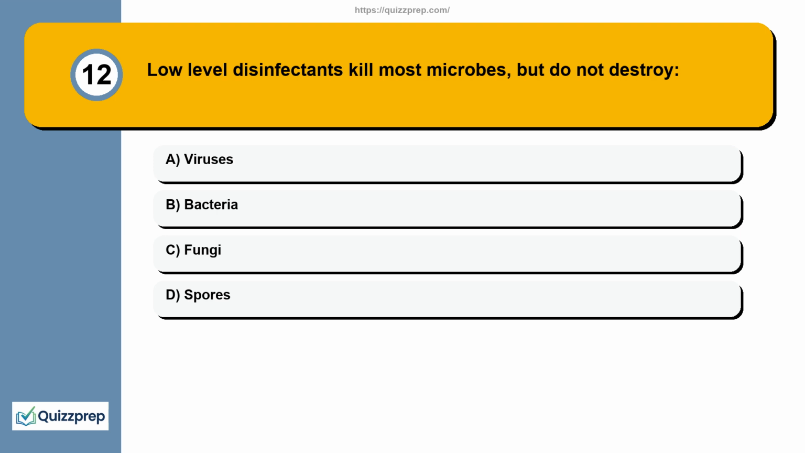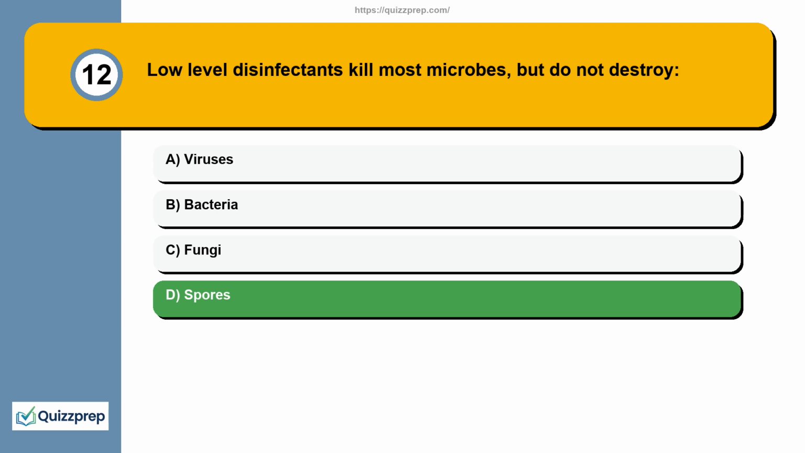Question 12. Low-level disinfectants kill most microbes, but do not destroy: option A, viruses. Option B, bacteria. Option C, fungi. Option D, spores. The correct answer is option D, spores.